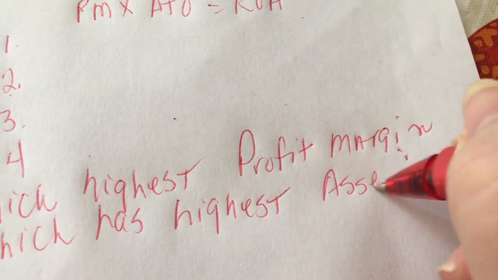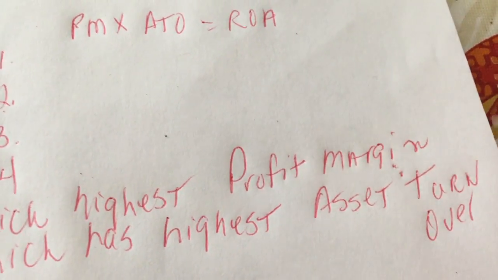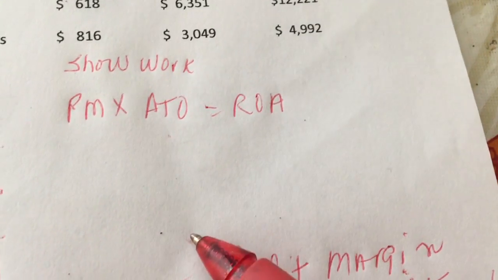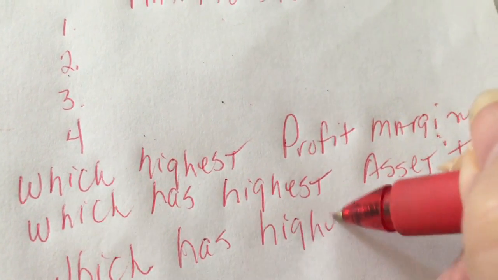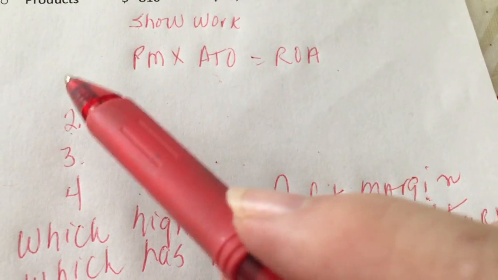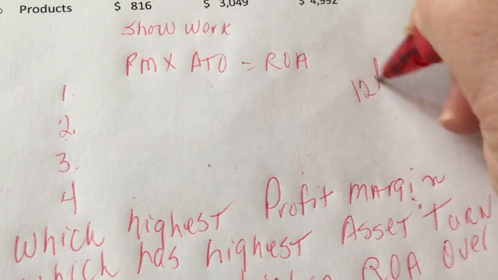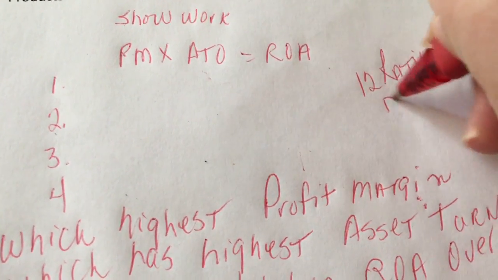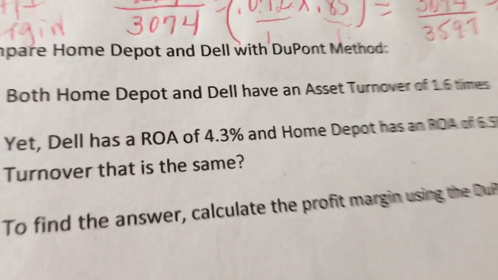Which has the highest asset turnover? Meaning using their assets more efficiently. So that's this measure. So which one of those is the highest? And then the third question is which has the higher return on assets? So when you do the multiplication of these 2 numbers, which has the highest return? So you should have 12 ratios, and you can leave them in decimal form, and then answer these 3 questions for me. Now let's come back to number 2, because we have a little twist on this one.